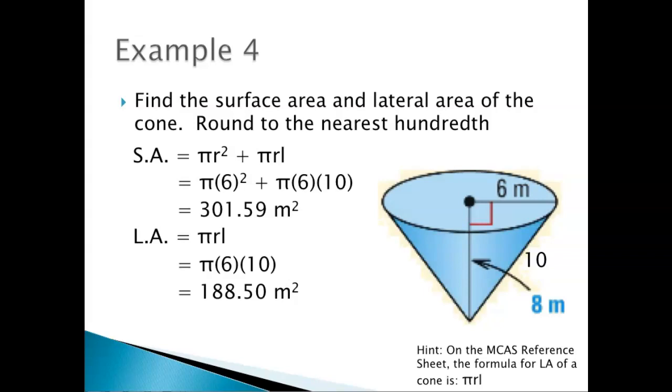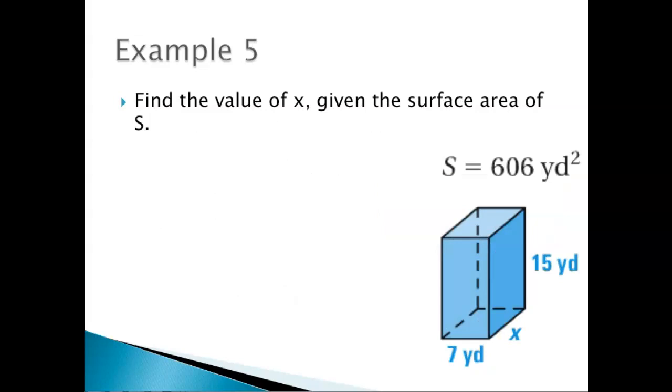Okay, in our last example today, we are given the surface area and we have to find the measure of one of the missing sides. So in this example, we're going to need the surface area, which means the area of all the surfaces. So let's account for all 6 surfaces. We have 2 times the length times the height. 2 times the width times the height, so width times height, we have 2 of those. And then the width times the length, we have 2 of those.